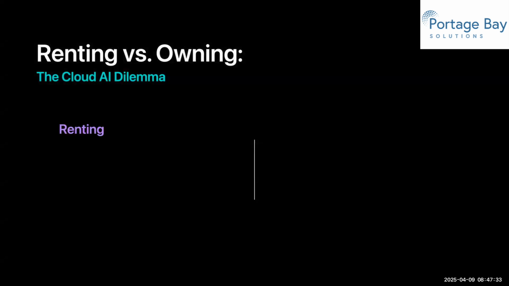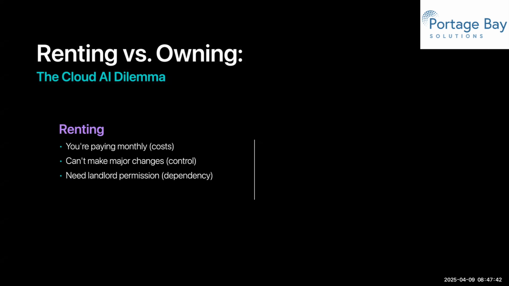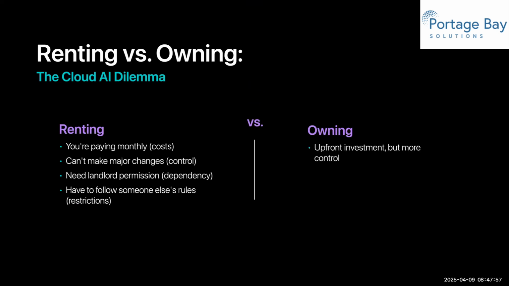Think of cloud AI like renting. You have monthly payments, those are the costs. You can't make major changes, you don't have control. You have to ask the landlord's permission, which is a dependency, anytime you need to do something. And it's someone else's rules. These are restrictions that you have. And all of that versus a local LLM is like owning. You do have an upfront investment. You can customize it to your needs. You set the rules, and you have long-term cost benefits.